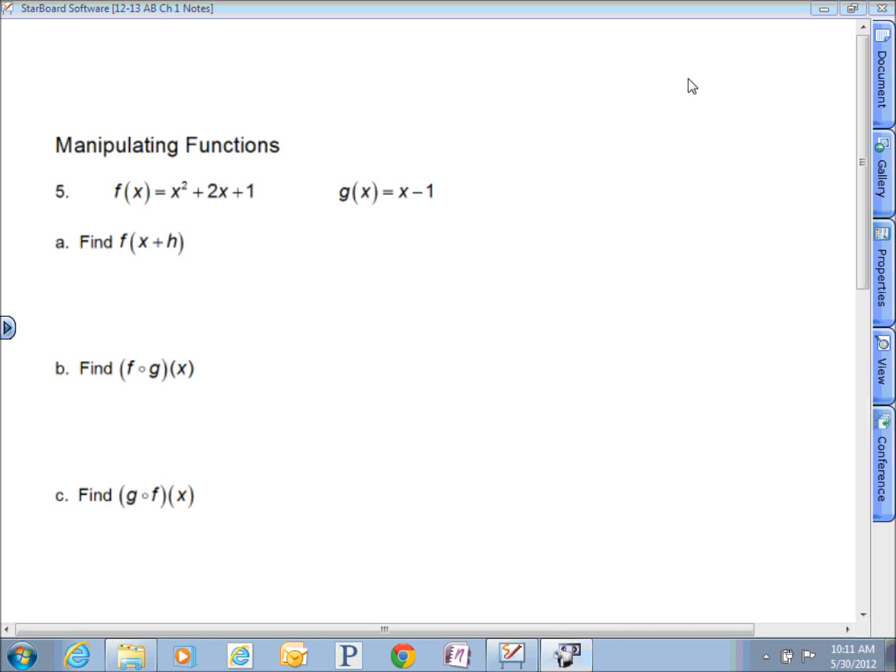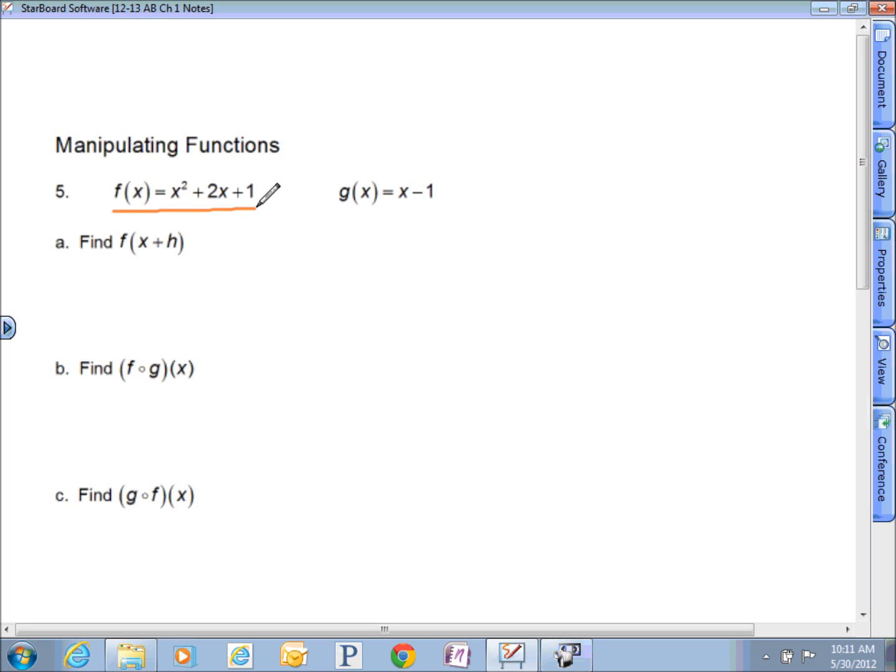So the third goal for the day, or this lesson, has something to do with these composite functions and being able to play around with them, and then ultimately to figure out whether or not they're even and odd and some special properties that they might happen to have. So we've got two functions here. We've got our f of x and we've got our g of x, and we're going to start off with this one. Find f of the quantity x plus h.